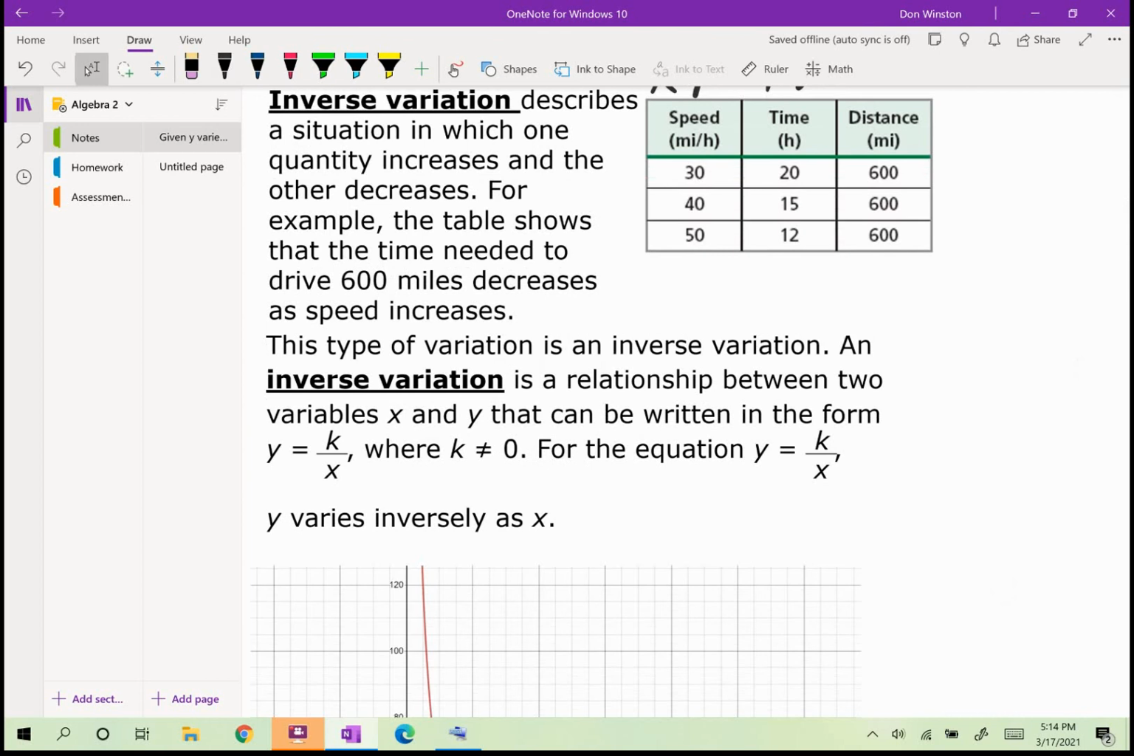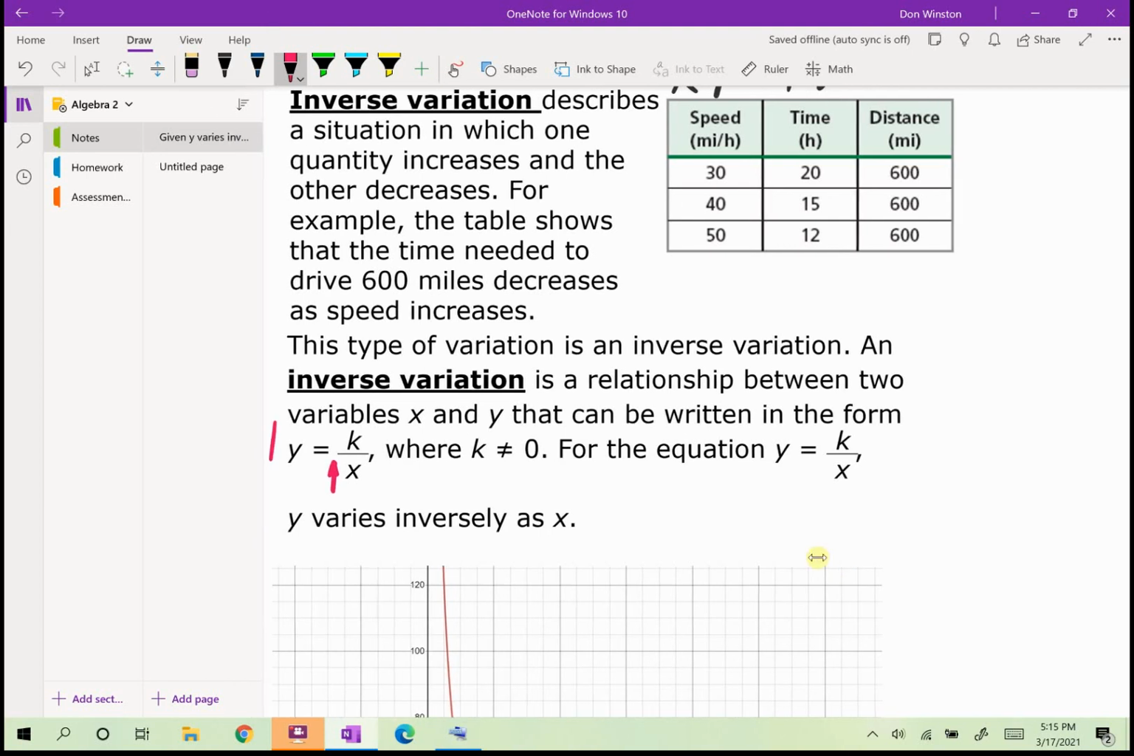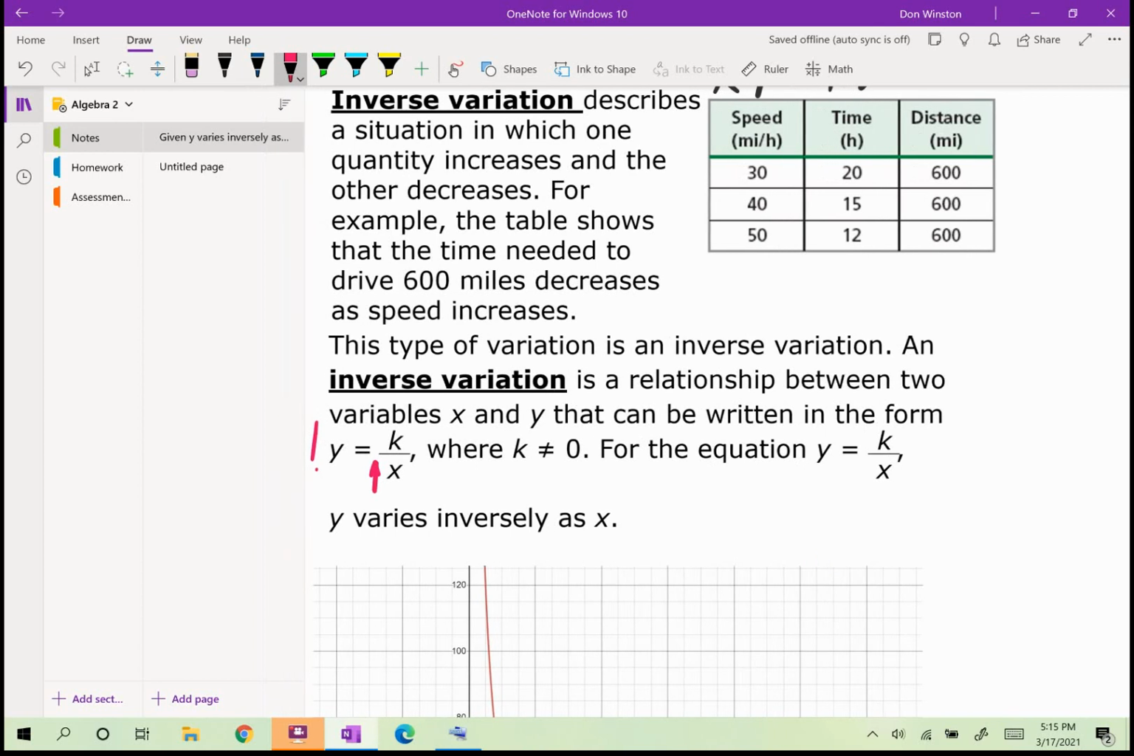An inverse variation is a relationship between two variables, x and y, that can be written in the form y equals k divided by x. So as you see here, no matter what the value is for k, as x increases, well then y will decrease. As my denominator gets bigger, then the value for y will decrease. For the equation y is equal to k over x, we say y varies inversely as x.